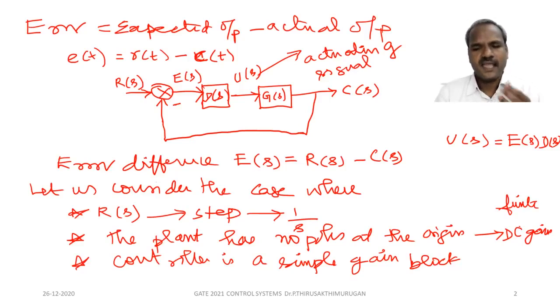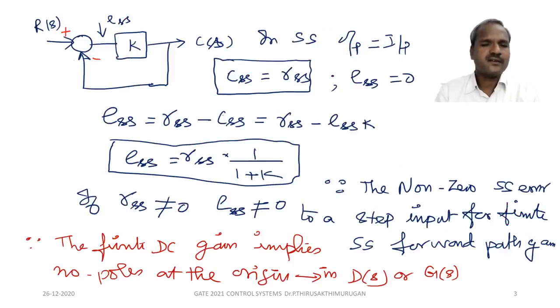Let us consider this case where R of S equal to step input, that is 1 by S. The plant has no poles at the origin, that is, it has a finite DC gain. So the controller is a very simple gain block. Let us have the unity feedback with the forward path gain as a simple DC gain K, right?